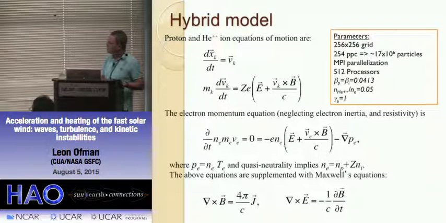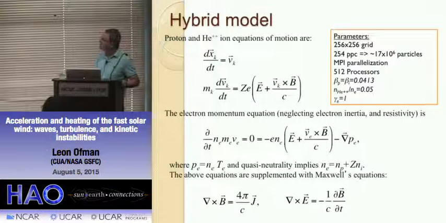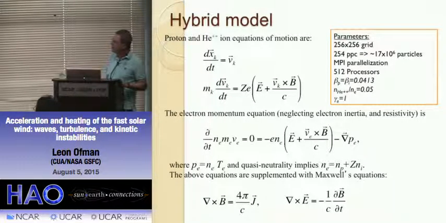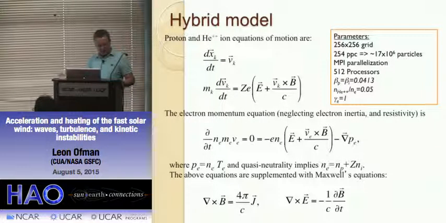What is a hybrid model? Basically, you want to concentrate on the ions, describing them kinetically, just solving their equations of motion subject to the Lorentz force, while the electrons are still treated as a background neutralizing massless fluid. The reason you can do that, and you want to do that, is because of the separation of time scales between the electrons and the protons. The mass ratio of 2000 leads to the fact that the resonance frequency of electrons is 2000 times higher. So in order to describe both timescales, you would need very high computational effort.